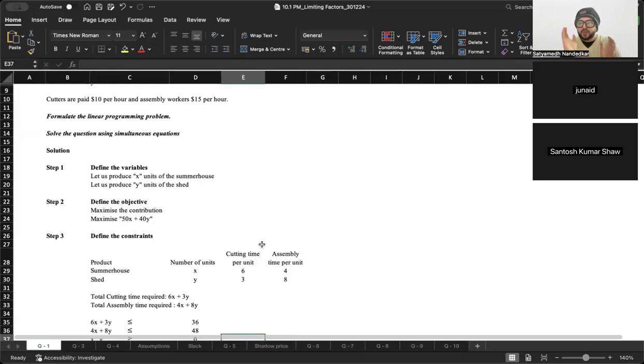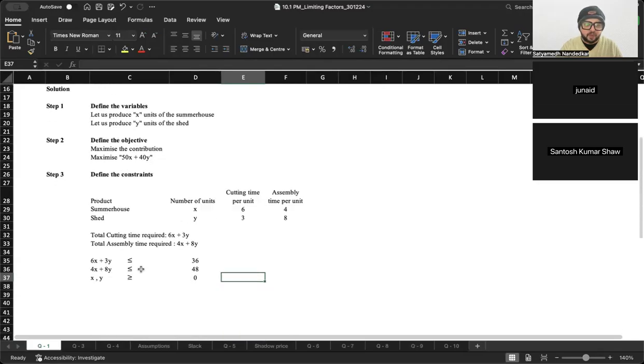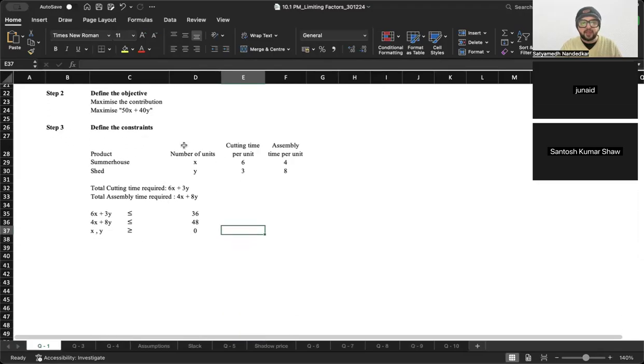And you don't know how many units of shed to make so that you will get the maximum possible contribution. So you assume that it is x units of summer house and y units of the shed. And what is the objective? The objective is to maximize the contribution, which you have done: 50x plus 40y. Okay, step 3, define the constraints, and you have successfully finished that step also.